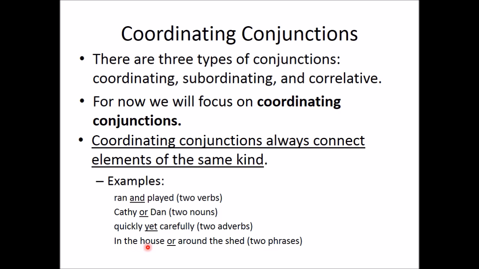Here are some examples with not words, but in this case phrases: in the house or around the shed. 2 prepositional phrases. This coordinating conjunction or is connecting 2 phrases, and they're both prepositional phrases, again the same kind. And the same is true for this one. 2 sentences. He was tired, but he didn't go to sleep. Coordinating conjunction but is connecting 2 full sentences. He didn't go to sleep could be a sentence on its own. He was tired could also be a sentence on its own, and the coordinating conjunction but is connecting those 2 sentences or clauses and making them one sentence.